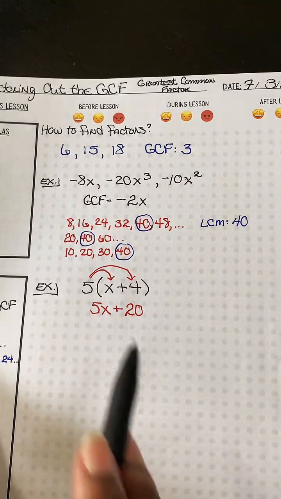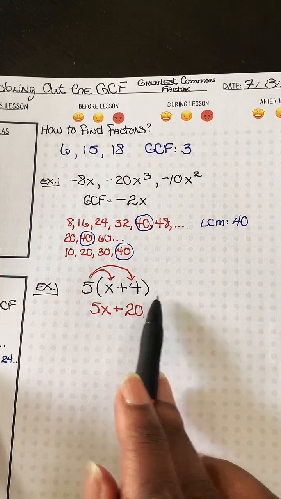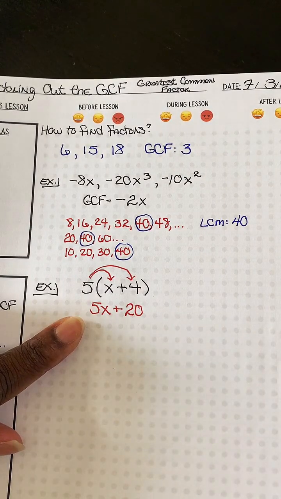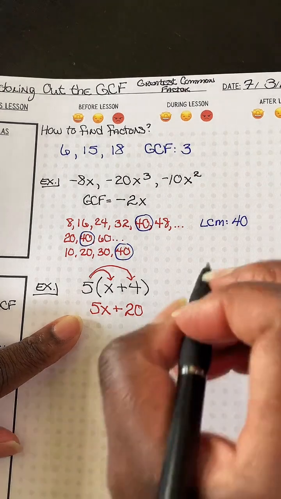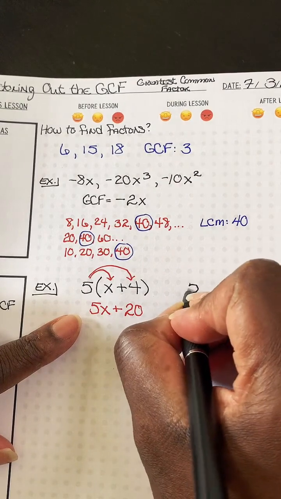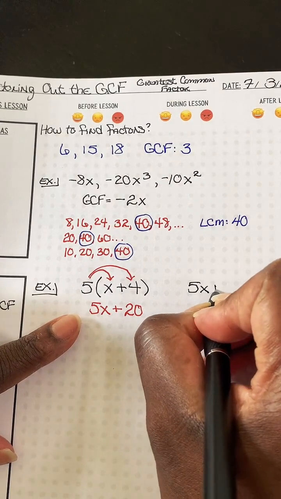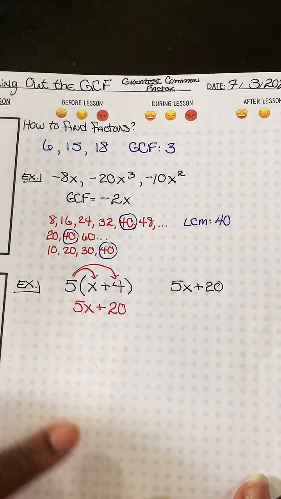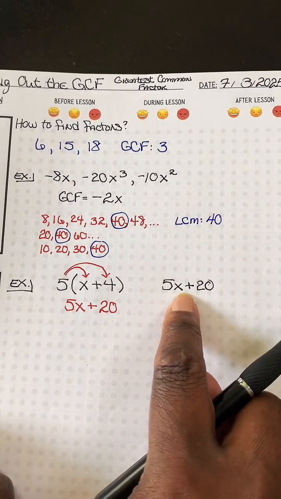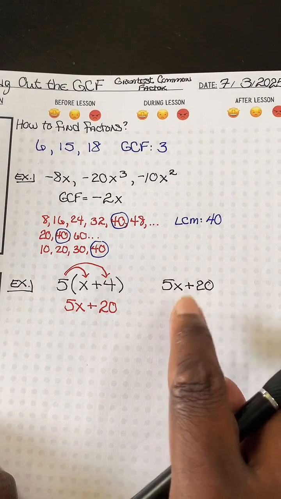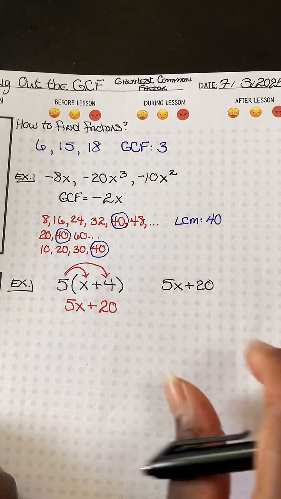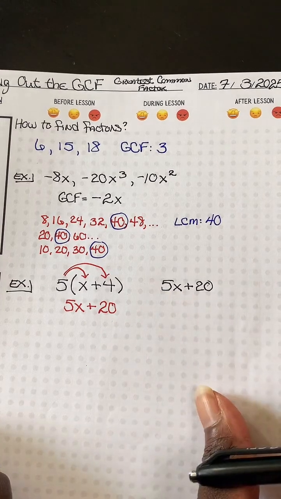Okay? So you were given the problem and you figured out a solution. Now, here we go in the other way. If I give you 5x plus 20, you have to factor in order to get your answer. Right? You're going to have to factor it.